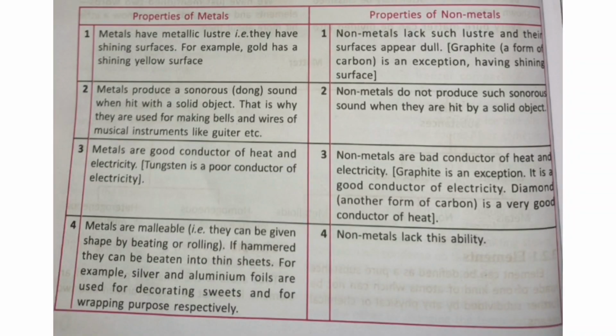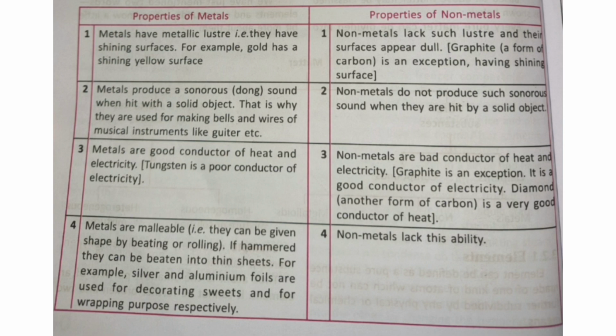In the previous video we learned about the classification. So it is very important to know the differences between metals and non-metals, and while comparing we should keep in mind that exceptions are always there. Here you can see the comparison between the properties of metals and non-metals. On the left side are the properties of metals, and on the right side the properties of non-metals. You can also find that comparison in your book.